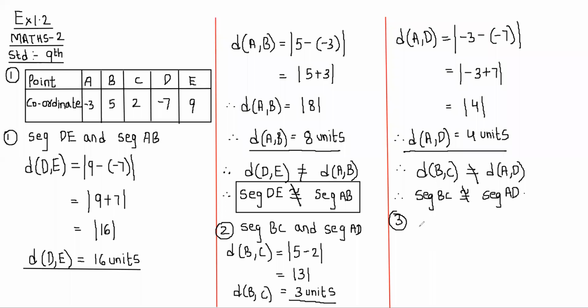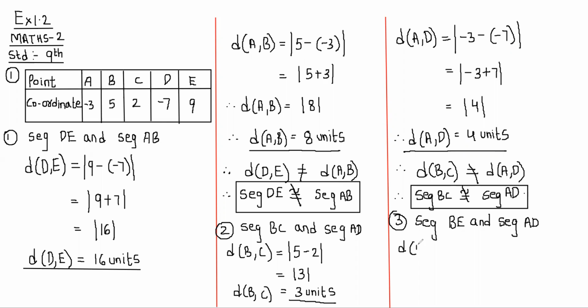And the last one here, students, the last sum, that is segment BE and segment AD. So let us find the distance of BE. Again, we have to do the same thing, bigger coordinate minus smaller coordinate. So B is having 5 and E is having 9.